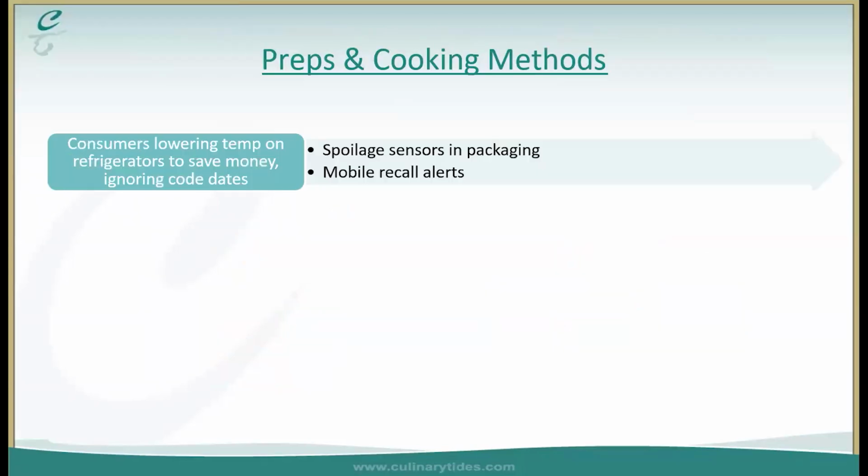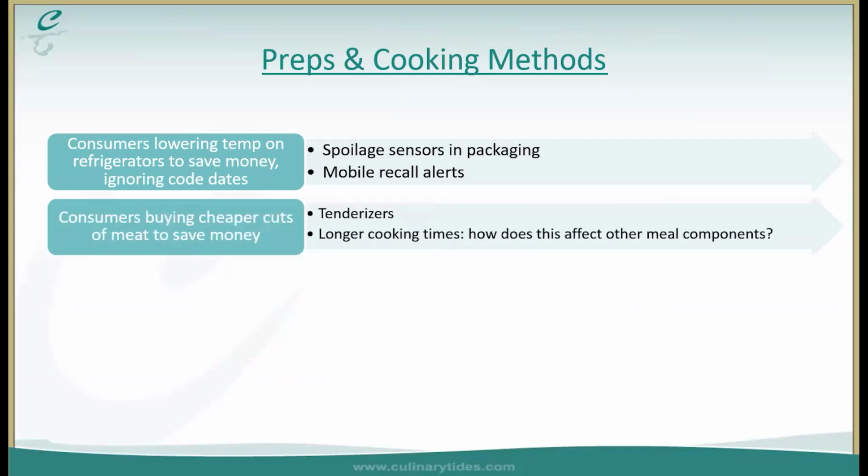Preps and cooking methods. Research has shown that consumers are actually lowering the temperature on their refrigerators to save money, and they're ignoring code dates. So on your end, with technology, are there spoiler sensors in the packaging? Do you have mobile recall alerts for consumers?